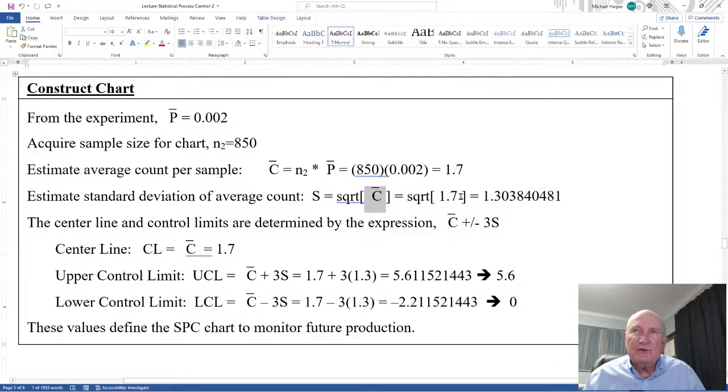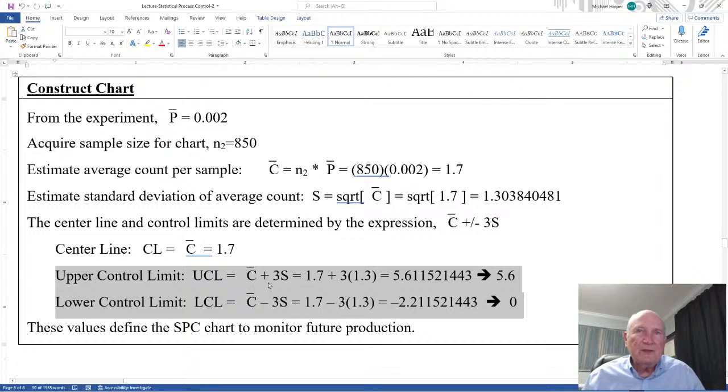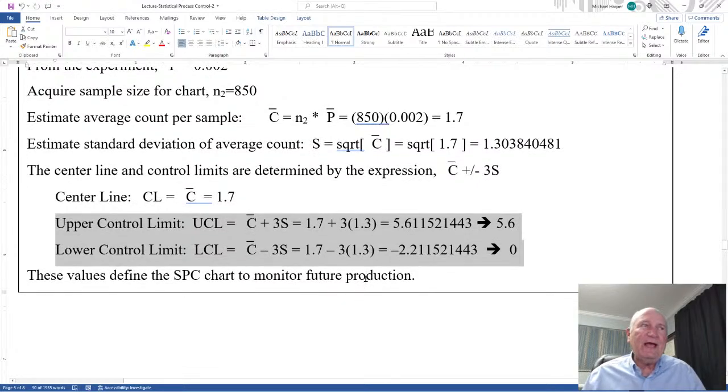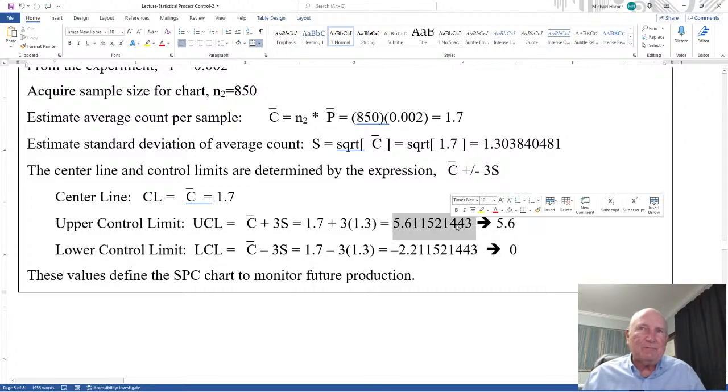Okay, so we just take the square root of 1.7. Again, there's the standard deviation. And then we put them together just like we did before. The center line is 1.7. The upper and lower control limit here is C bar plus or minus 3 times S. And S up here is approximately 1.3. But notice what happens. When we do the arithmetic, the upper control limit is 5 point, well, that big number. I'm rounding down to 5.6.